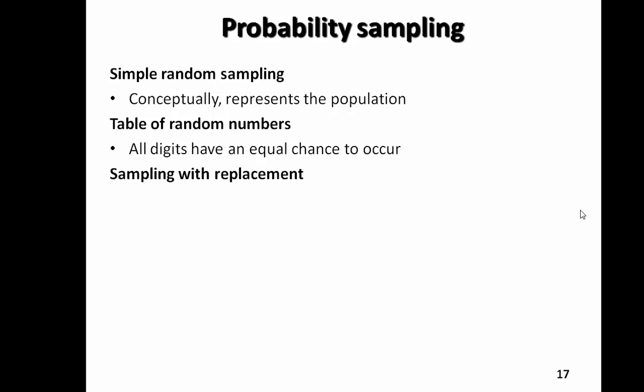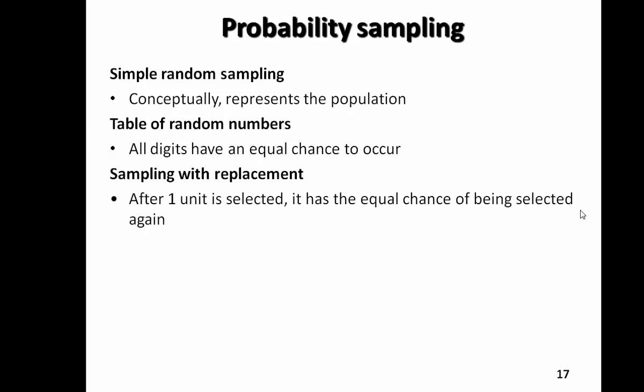Sampling with replacement is a random sampling approach in which, after one unit is selected, so if we are randomly sampling one unit at a time from a population of 100, that one unit that was selected has an equal chance of being selected again. So after selection, it's put back into the population.